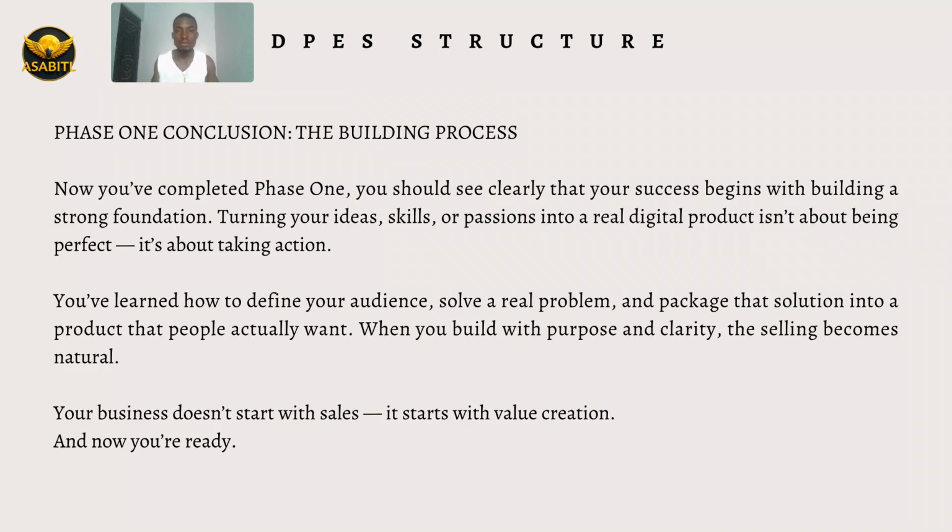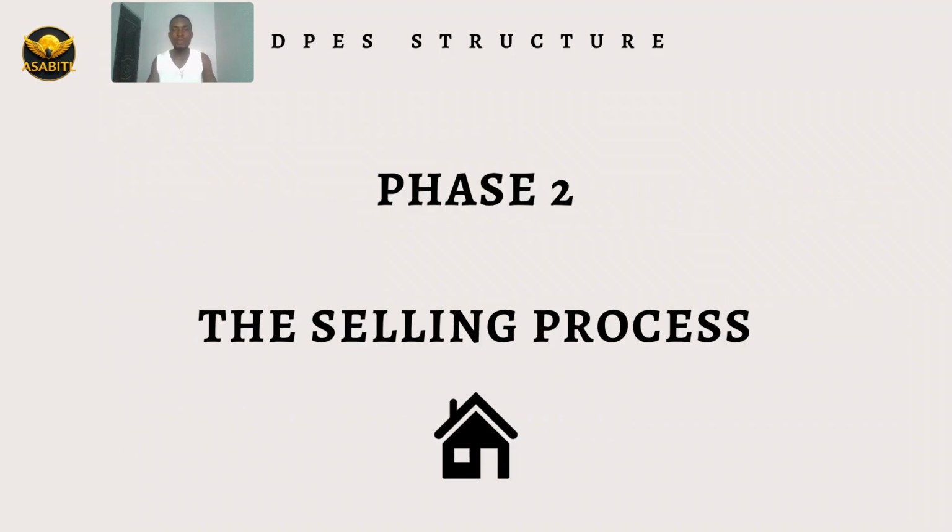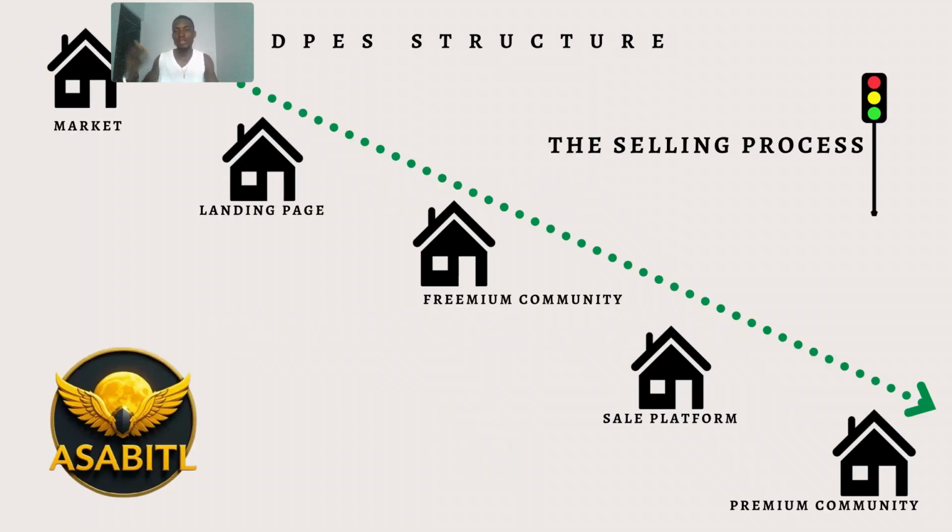If you don't get it right, try to rewatch this training several times so that you get it right. After that, we move to phase two, which is the selling process. The selling process is what your clients are going to be experiencing at the surface of the building. You understand? So the selling process comes in this form.